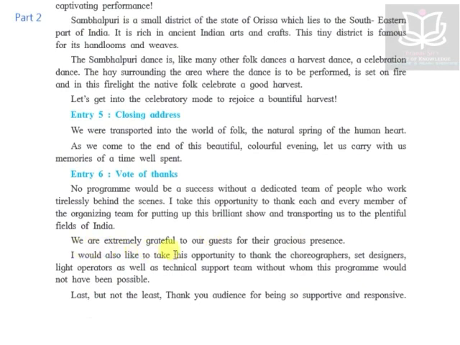I would also like to take this opportunity to thank the choreographers, set designers, light operators, as well as the technical support team, without whom this program would not have been possible. Last but not the least, thank you, audience, for being so supportive and responsive. So here we not only thank the people around us, we also thank the technical team, the choreographers, the dancers.